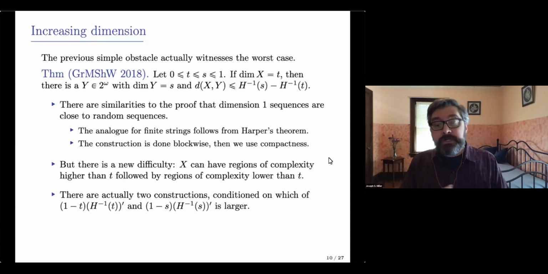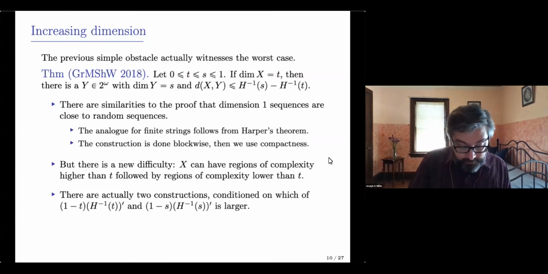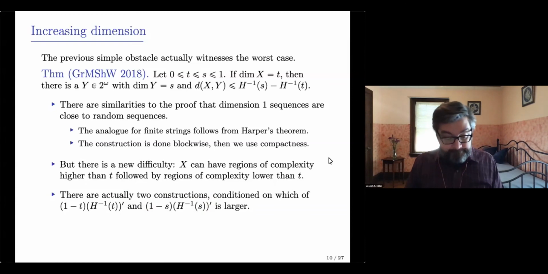So there are actually two constructions, conditioned on which of these terms is larger: 1 minus t times h, the derivative of h inverse of t, and the same thing for s. As far as we can tell, both constructions are necessary. So that was kind of a fun difficulty.